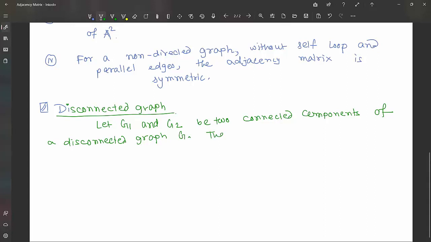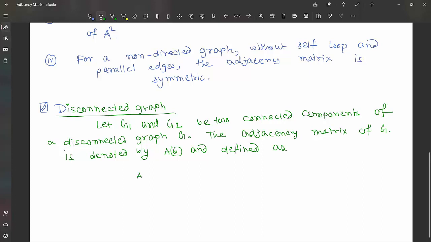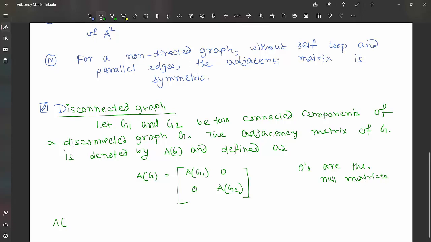Then the adjacency matrix of that G is denoted by AG, and defined as AG equal to A of G1, 0, 0, A of G2, where these zeros are the null matrices, and AG1 and AG2 are the adjacency matrices of the components G1 and G2.